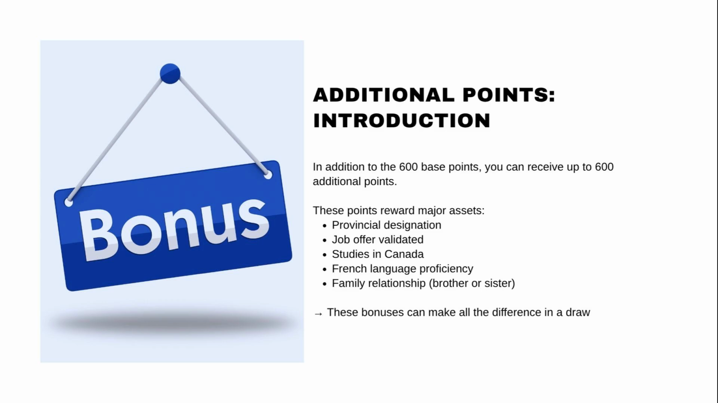You can earn up to 600 extra points, which can double your score. These points aren't given to everyone. You have to meet certain conditions. But if you tick one or two boxes in this list, like a provincial designation, a Canadian diploma, or a good command of French, you can turn an average profile into an unbeatable one. This is where strategy really comes into play.